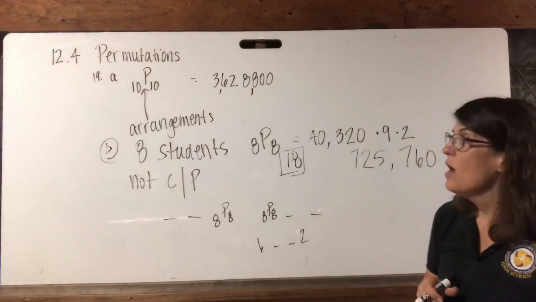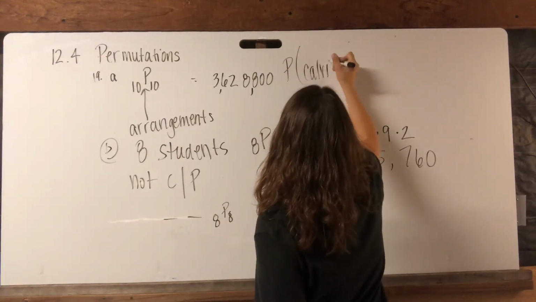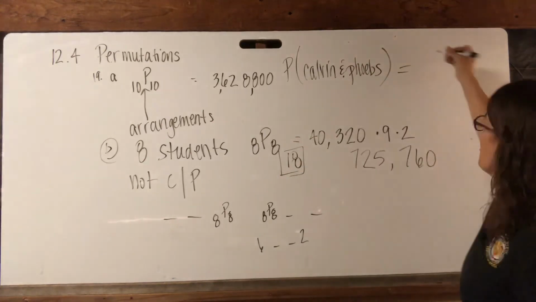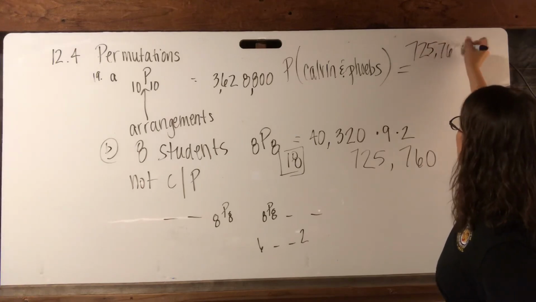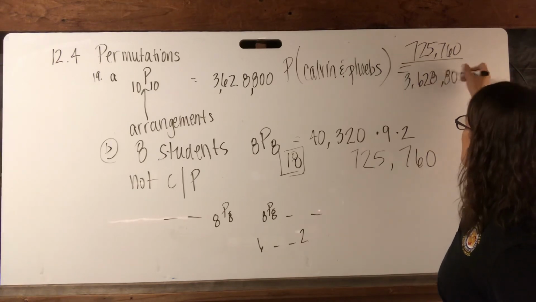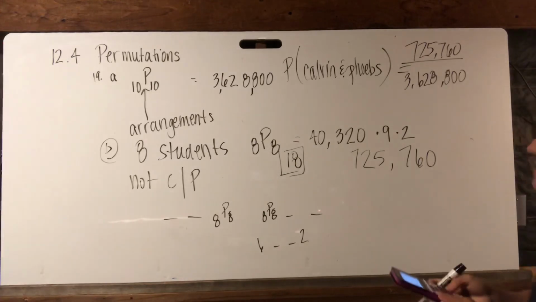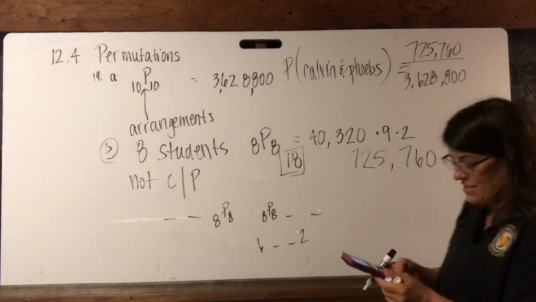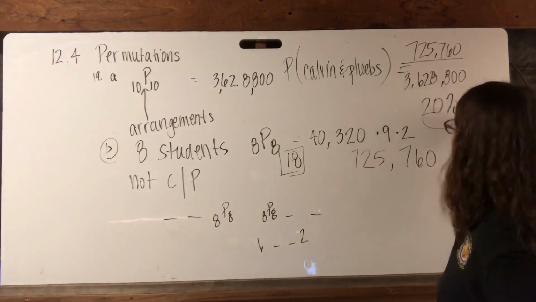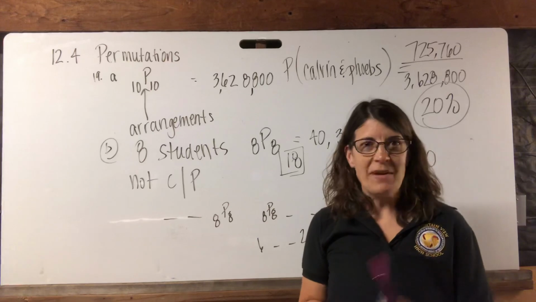There are 3,628,800 ways for this to happen. Wow. The probability that Calvin and the Phoebe Meister are going to be next to each other: 725,760 over 3 million. Don't you feel sorry for your first grade teacher right about now? I would. Divided by 3,628,800. 20% chance. There is a 20% chance that they will end up sitting next to each other. Oh, I feel so invigorated. We just talked about Calvin and Phoebe.